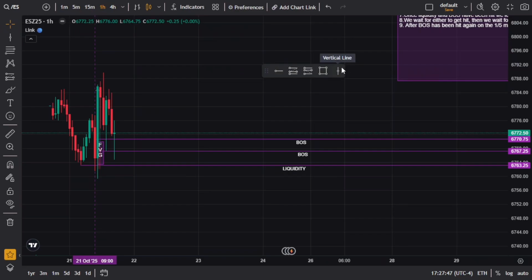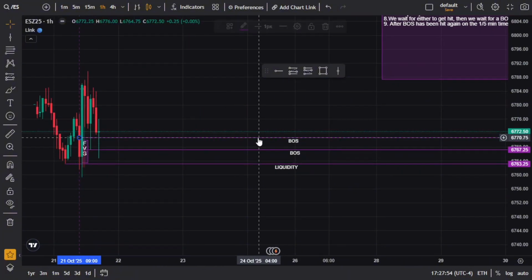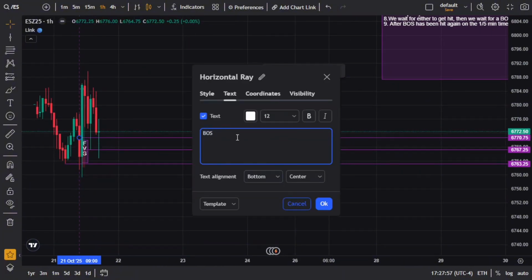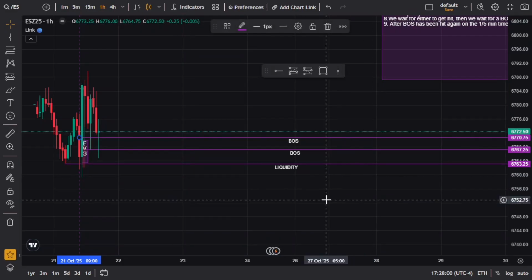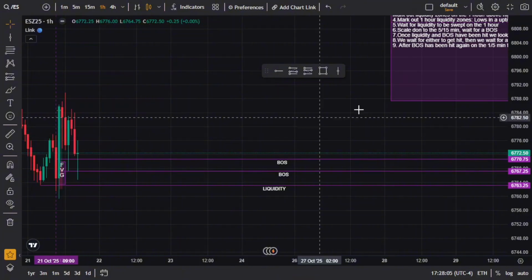Alright, this is horizontal, this is vertical. I have these two mixed up. This line I meant is vertical. These are the horizontal lines I use. And I always type the lines in, so here I typed in breaker structure, for short is BOS. And then fair value gap, we'll get into that later, but those are confluences.